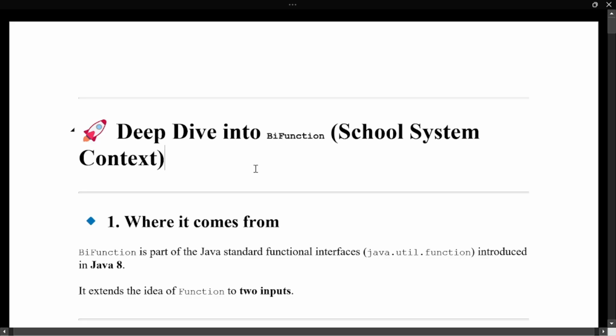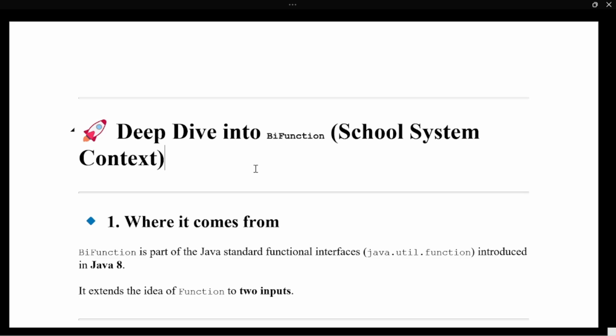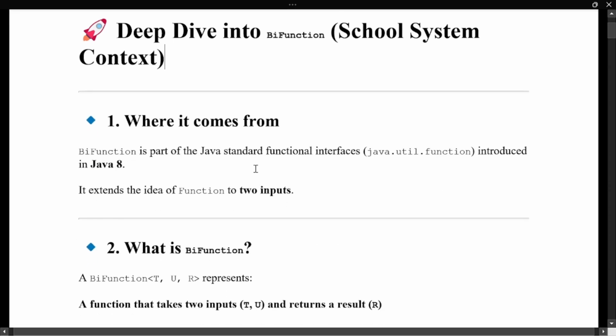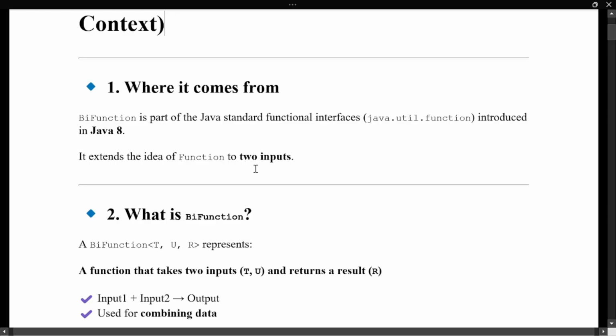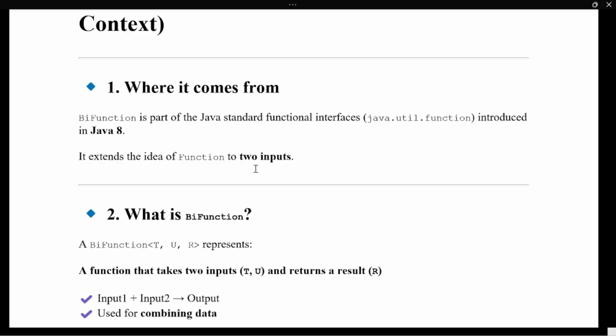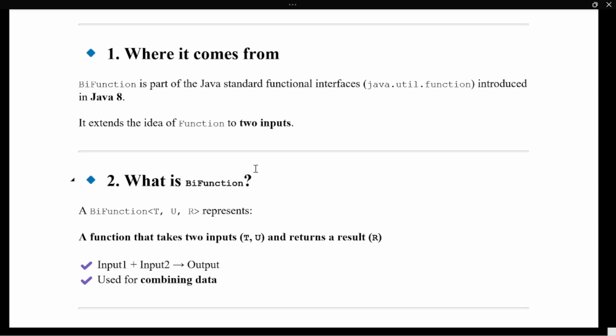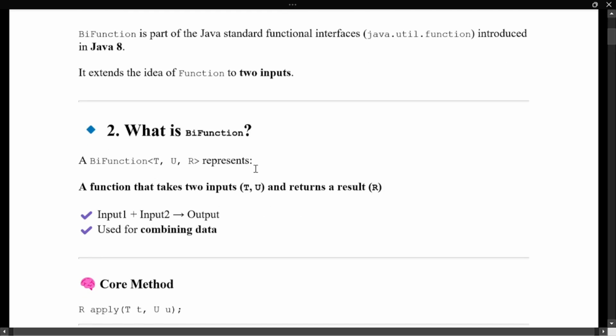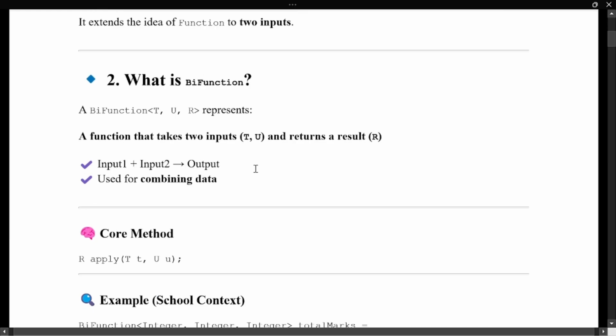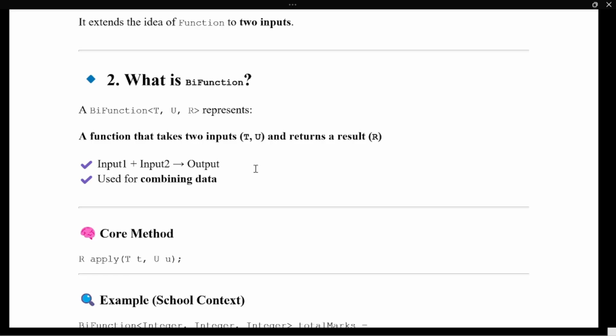Hi, now let us deep dive into the BiFunction functional interface. Let us see where it comes from. It is part of the Java standard functional interfaces and it was introduced in Java 8. Actually, it extends the idea of Function to two inputs. So, what is BiFunction? It is a function that takes two inputs, T, U, and returns a result R.